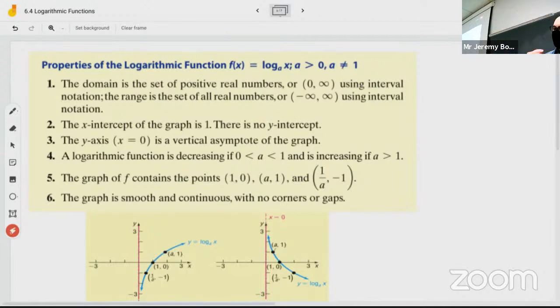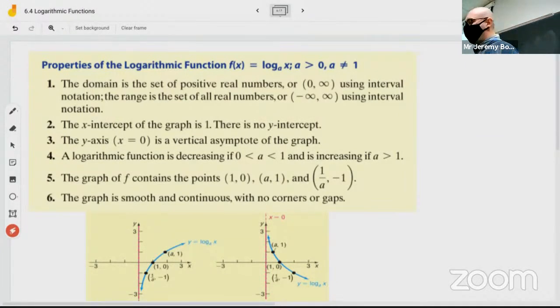Now they may shift, like we saw, right? We have one where it had to be less than 1, another one where it had to be greater than negative 1. That 0 to infinity can shift. That negative infinity to positive infinity won't shift. It can shift wherever it wants, but it's still going to be negative infinity to positive infinity. The x-intercept is going to be 1, and there is no y-intercept.